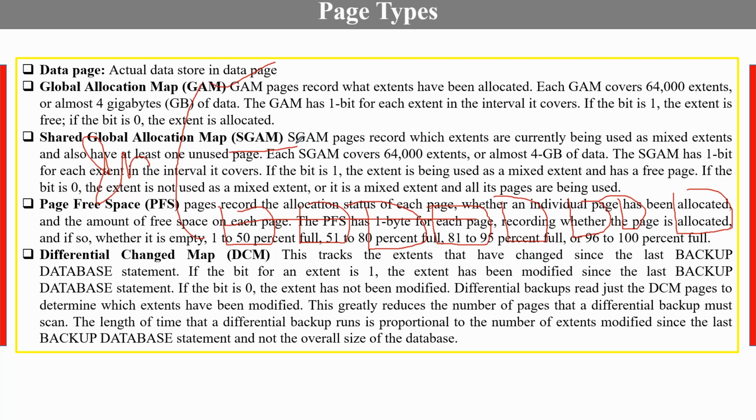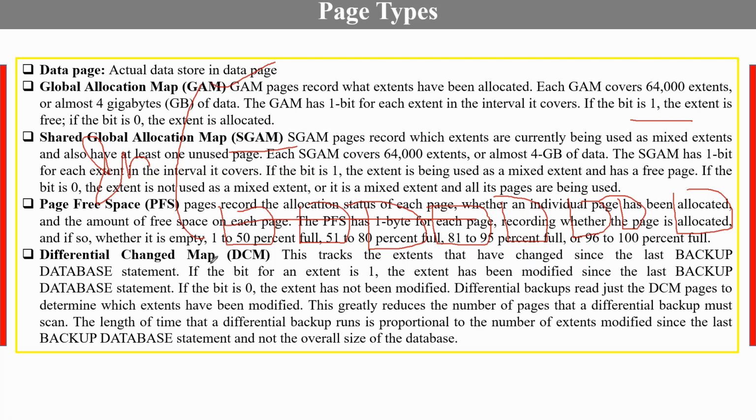In GAM, a 1 bit means the extent is free, and a 0 bit means the extent is used or allocated. That's it, sir. That information is available right there in GAM.